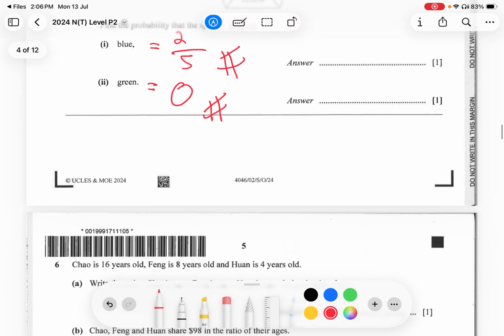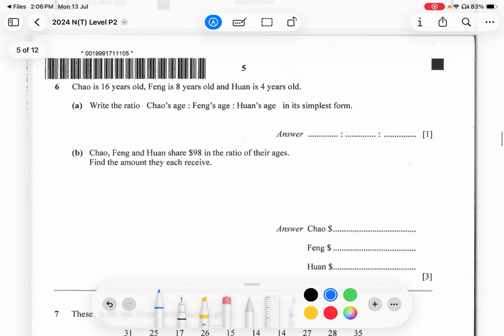Okay, for this. The next one, write down their age. Ratio of child's age is 16, phone is 8, one is 4. Divide by 2. 8, 4, 2. Divide by 2 again. 4, 2, 1. That's the answer. Then they share 98 in the ratio of their age.